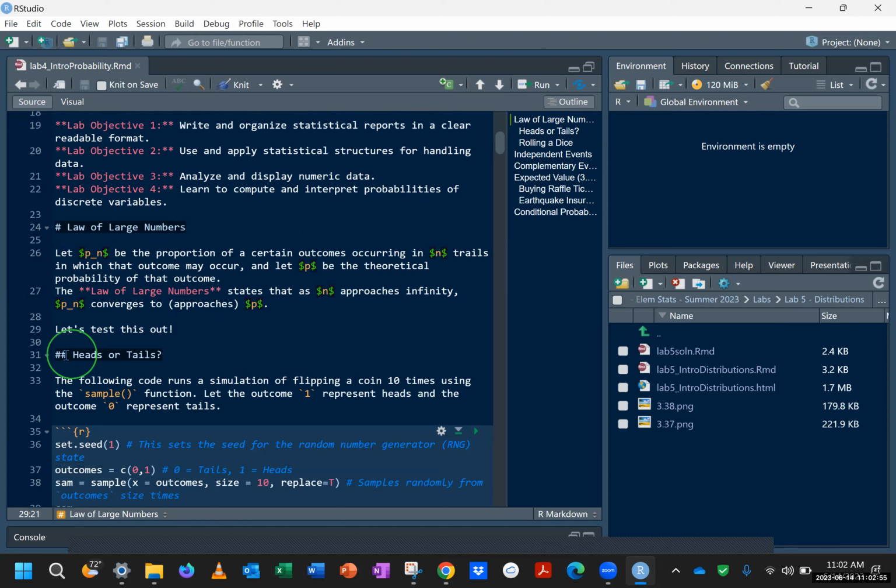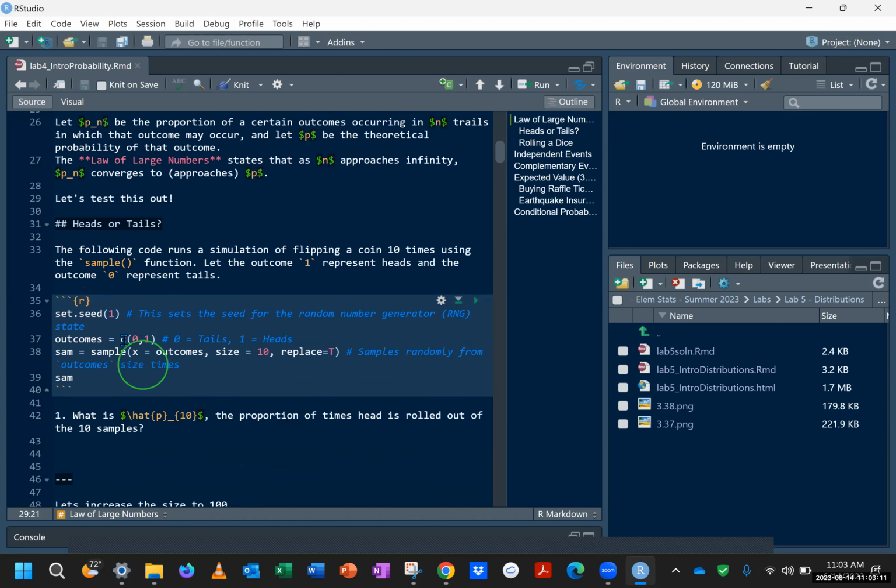In this next section, we're going to illustrate it using a sample function. This is a function that pseudo-randomly selects from a set of outcomes, and we can select sizes of samples as large as we want. This code says we're going to set the seed to 1. This means we're going to create a random number generator sequence that is the same for everyone, that way we can compare our results. So we just leave that there. The outcomes that we're considering are 0 and 1. They're nice outcomes because 0 could be tails, 1 could be heads. We'll use that as our pattern.